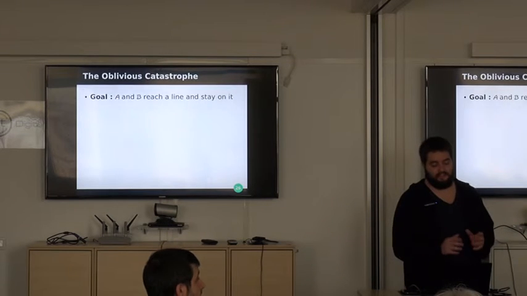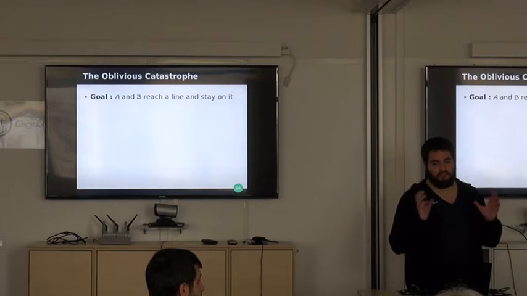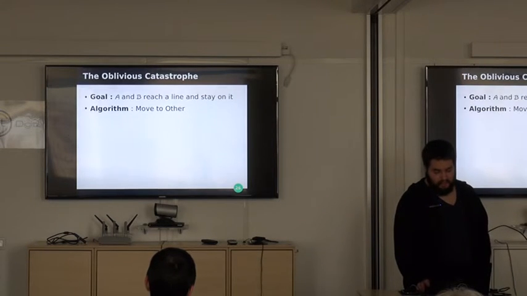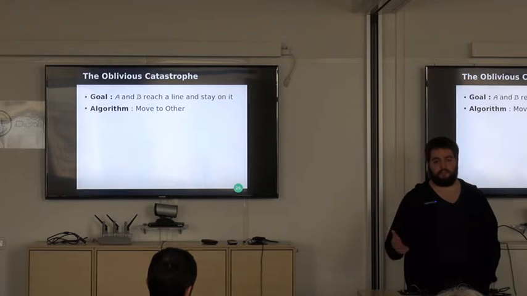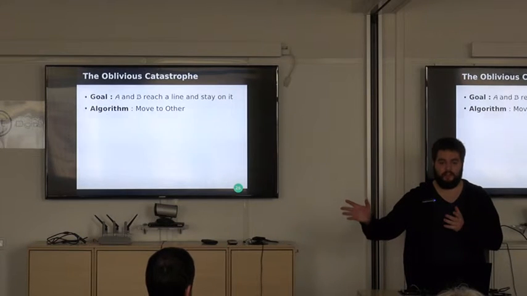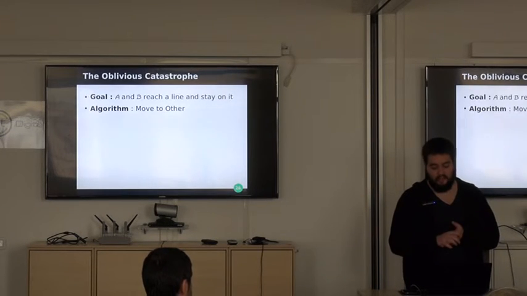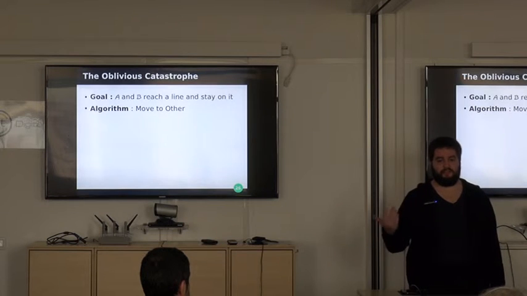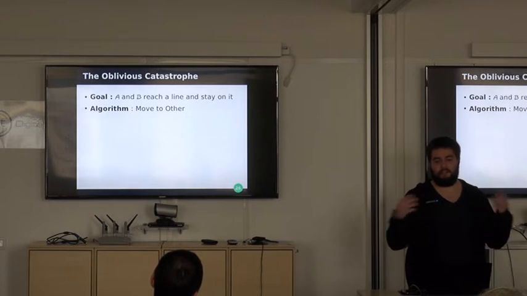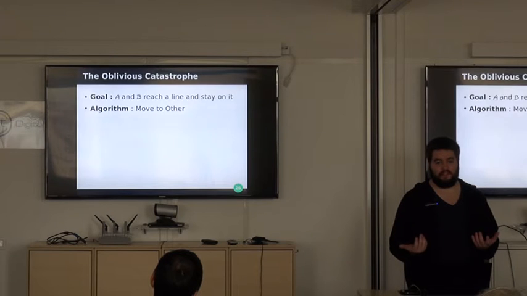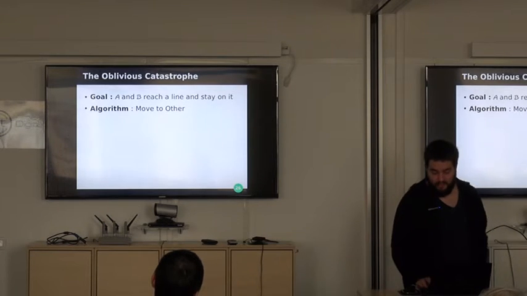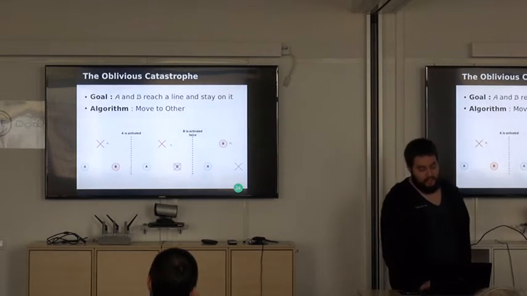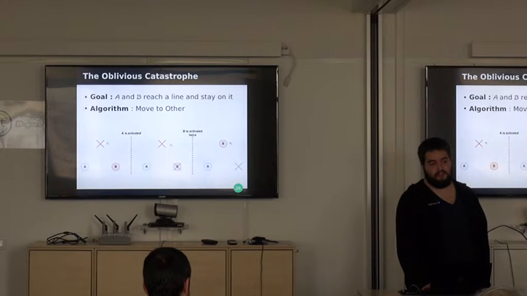So let us assume a slightly simpler problem, which is trying to reach a line and stay on this line for two robots A and B. And the algorithm we want to consider is move to other. So just see where the other robot is and move towards it. And this should work. The robots should never target anything outside the AB line. So they should infinitely stay on the same line.